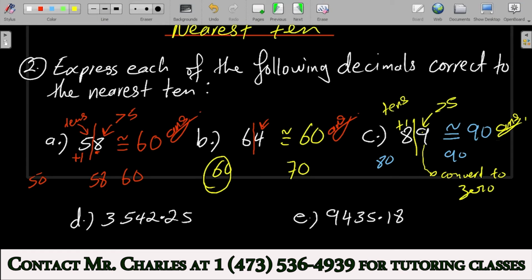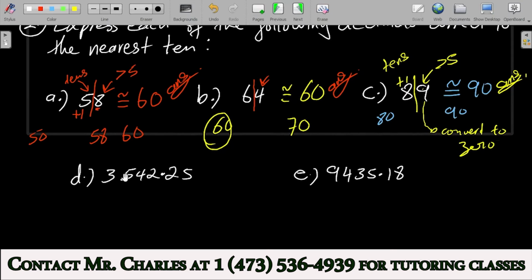Good. Let's look at D. D says 3,542.25. The digit in the tens place is 4, so we're going to put a line to the right of that digit, just before the 2, so between the 4 and the 2. And then we look at the digit in the ones place, which is 2. It's less than 5, so we just keep the 354.